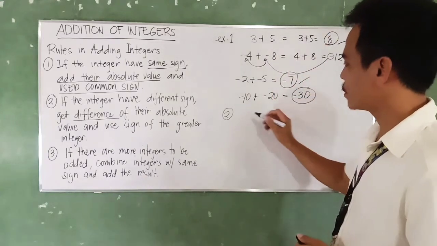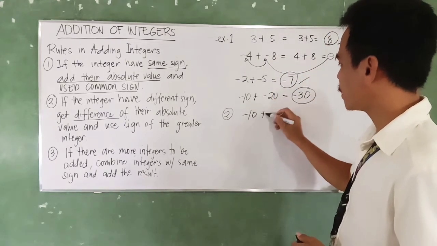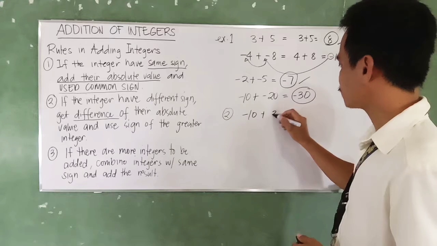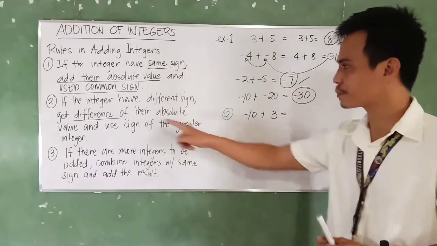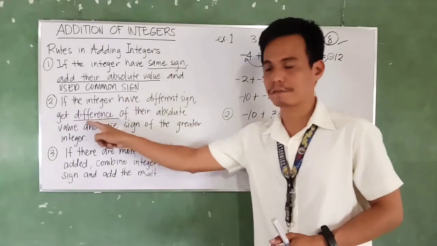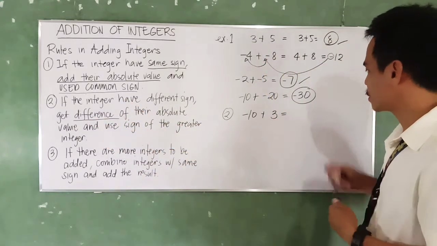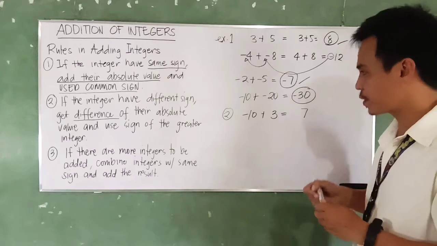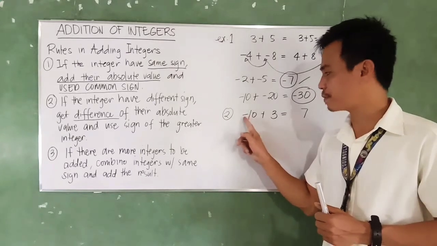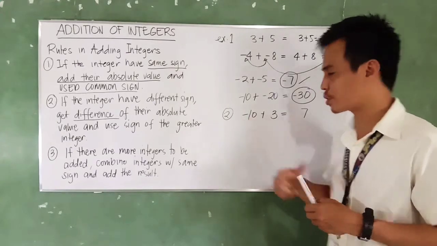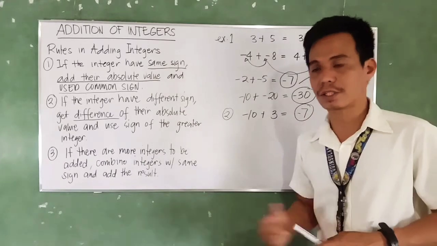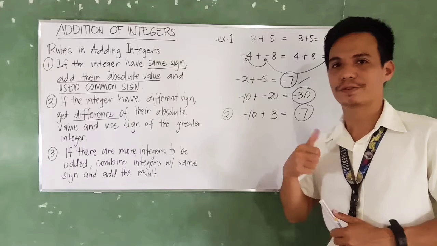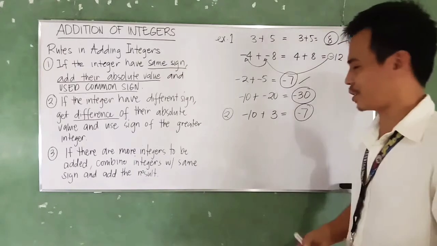Example, this is negative 10 plus positive 3. Ang gagawin natin is to subtract, get the difference. So, 10 minus 3, that is 7. Then, look out for the sign of the bigger number, which is negative. So, therefore, gagamitin natin is negative. So, our answer is negative 7. Follow? Okay, so another example.